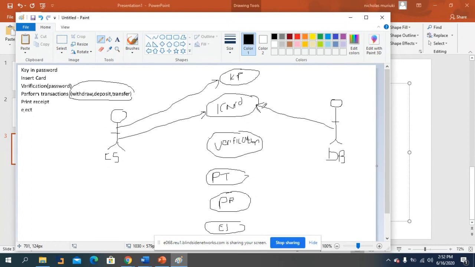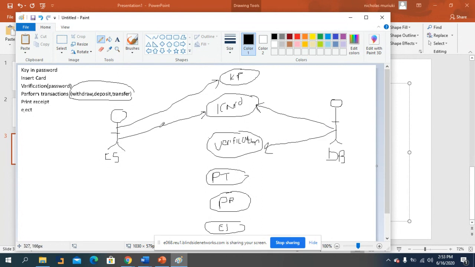Something to note when you are drawing a use case is that the arrow should not point to the actor. The arrow always points from the actor to the use case. That is something to note. Then from this case, who verifies? This database verifies.